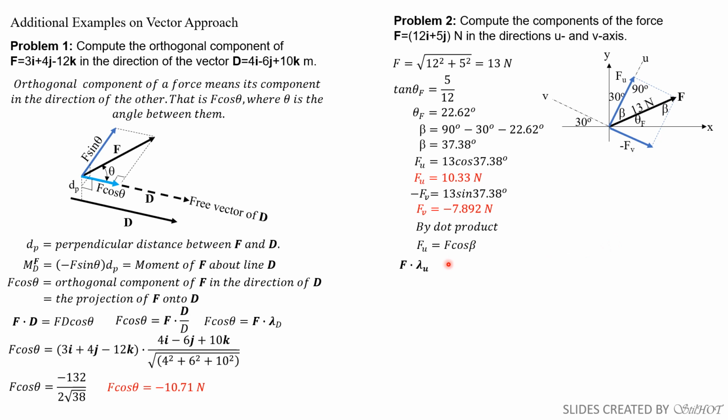So FU is F cosine beta, as I said. F dot lambda of U is, by the dot product, F lambda of U cosine beta, but the magnitude of lambda of U is 1 because it is a unit vector. We are looking for F cosine beta, which is the component of F in the direction of U, or simply FU. So we obtain the dot product of F and the unit vector of U, where the unit vector of U is cosine 60 I plus sine 60 J.